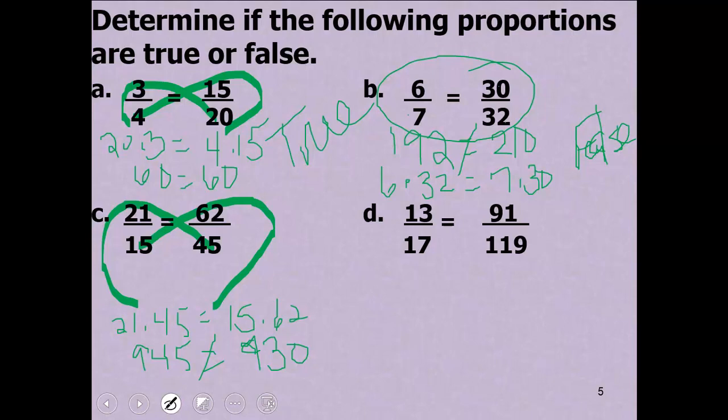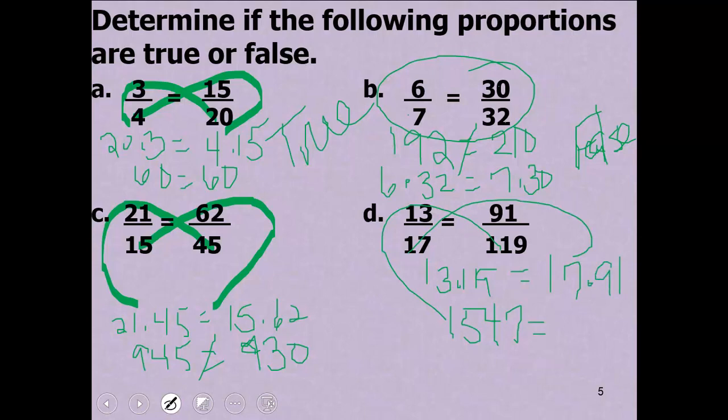Okay, the first cross product gets me to 1547. This is 13 times 119. And then my second cross product is 17 times 91, and that gives me 1547. So this one is true. True, true, and these two are false.